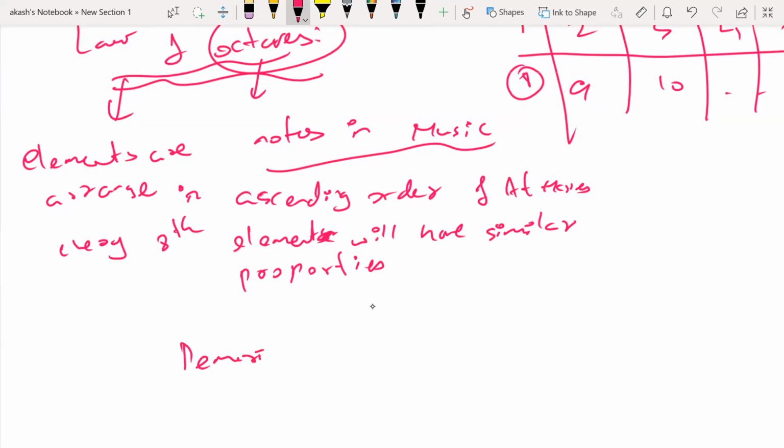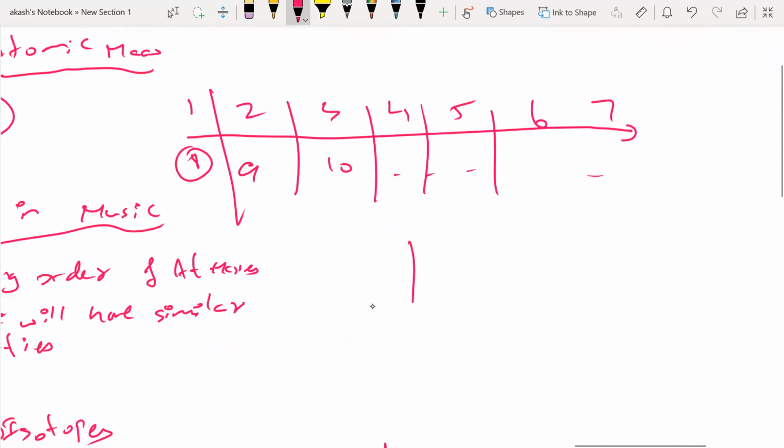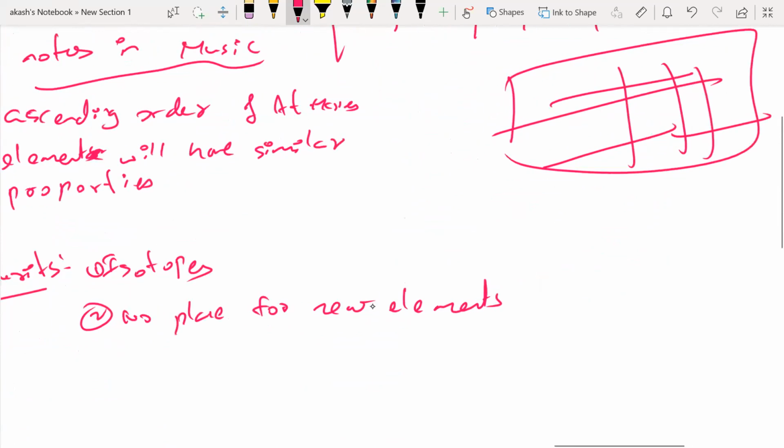What were the demerits? The demerits was again isotopes. Isotopes is a problem. The second thing is, during Newland's time, a lot of new elements were getting discovered, but there was no place for new elements. If a new element is discovered, there was no place in this entire table for the new element to be put in. So that was the second problem.